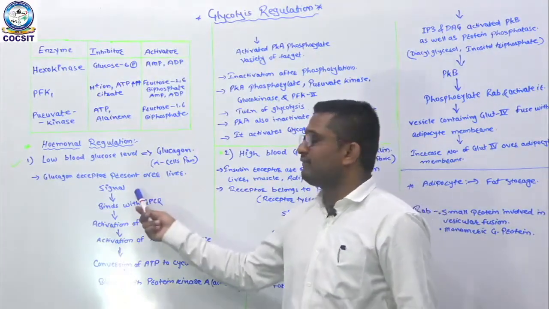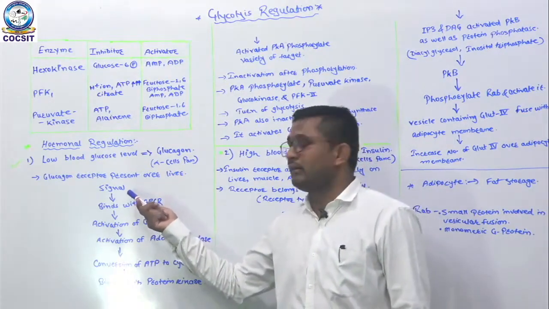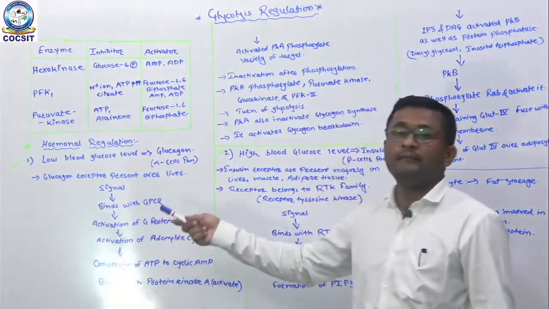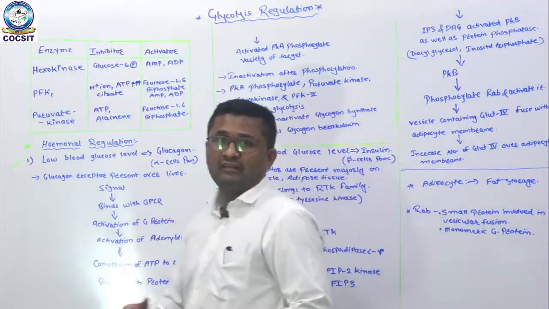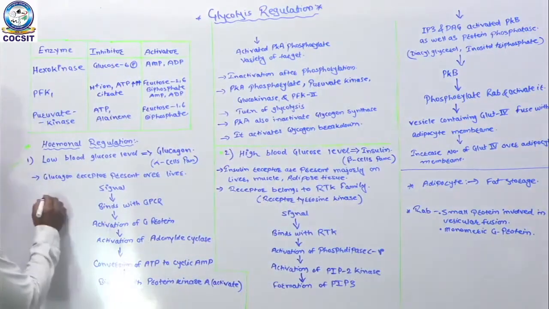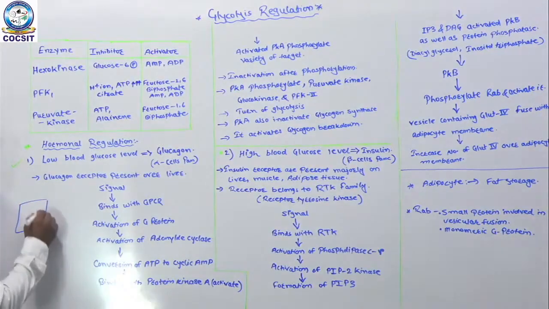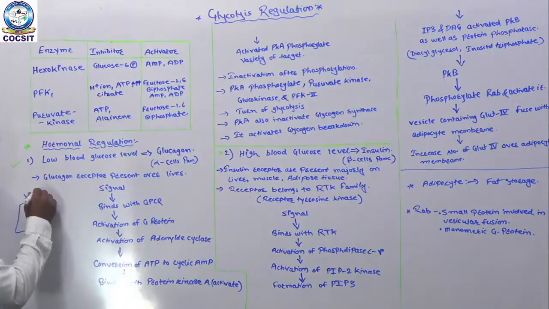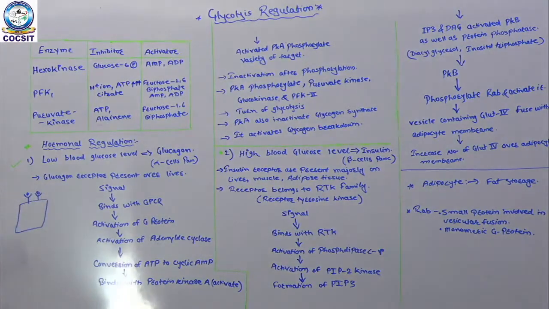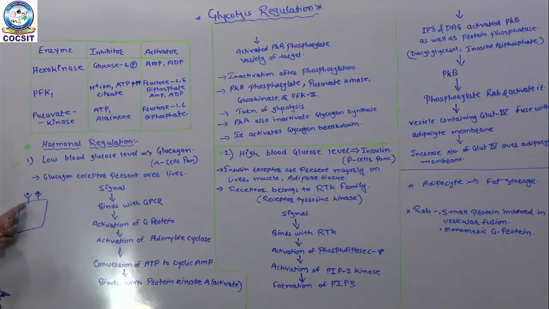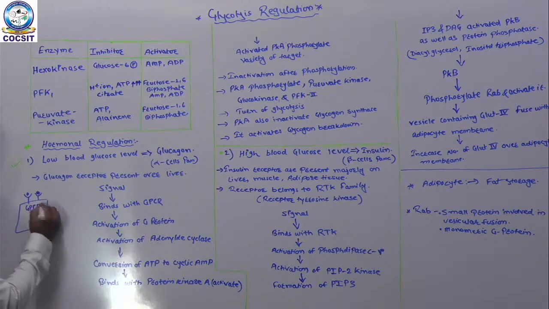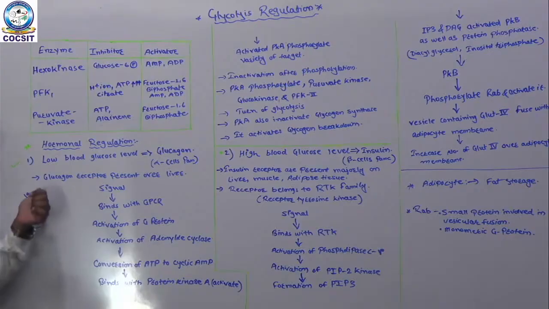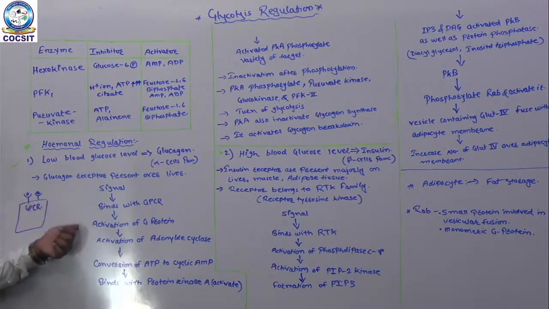See, as soon as glucagon is released by the alpha cells of the pancreas, it will bind with the receptors, the G protein receptors we say. For example, this is the liver cell. Here these receptors are present, so glucagon is going to attach to the liver cells where the receptors for glucagon are present, and these receptors are nothing but GPCRs, G protein linked receptors. These receptors will identify this glucagon.